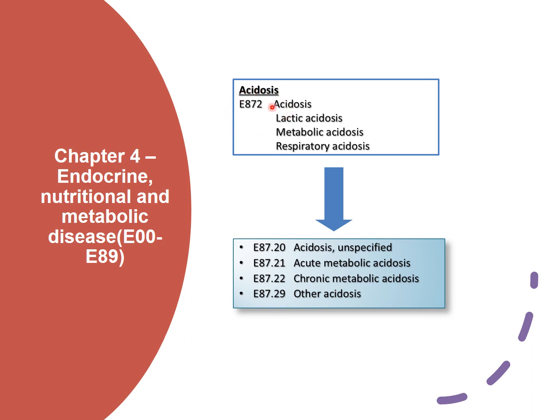Till now we have reported with E87.2. Now in 2023, 4 codes are created. E87.20 acidosis unspecified, E87.21 acute metabolic acidosis, E87.22 chronic metabolic acidosis, E87.29 other acidosis. So whenever we are coding metabolic acidosis, we need to check whether the severity was specified or not.